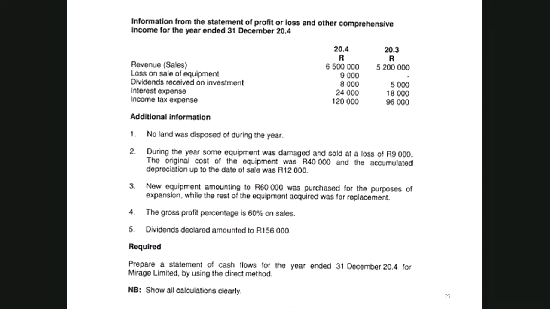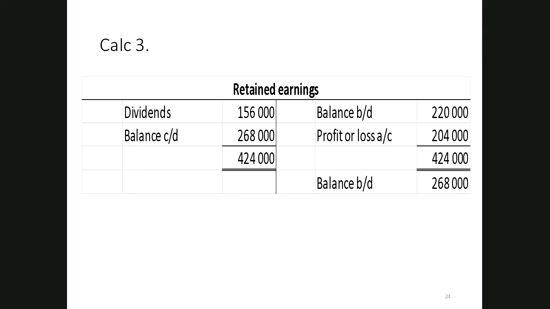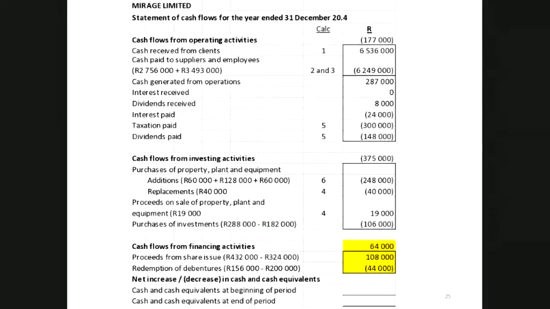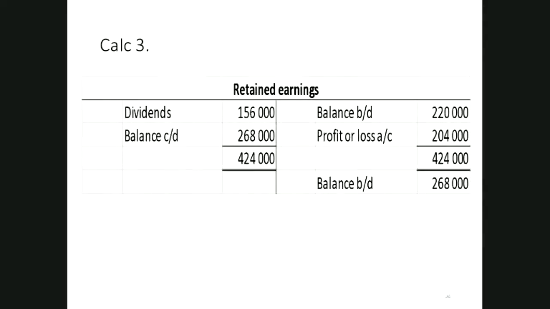There's nothing under the additional information we need to worry about. The retained earnings account, remember I said to you, we've already reconstructed it here. We've already taken note of dividends. We've already taken note of profit and loss. There's nothing we need to worry about in the financing section.